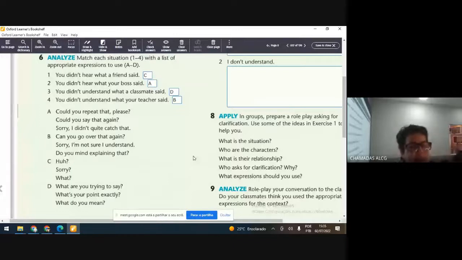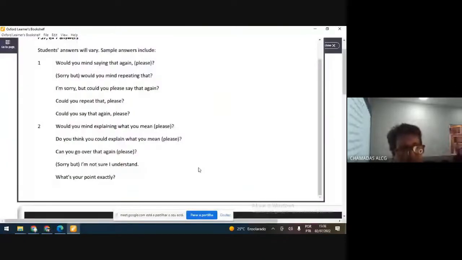And the second one, when you don't understand something, what can you say? Would you mind explaining what you mean, please? Or do you think you could explain what you mean? Or can you go over that again? Okay. So it's basically something that we've seen already. So you can just take a picture and then record on your book. Okay.